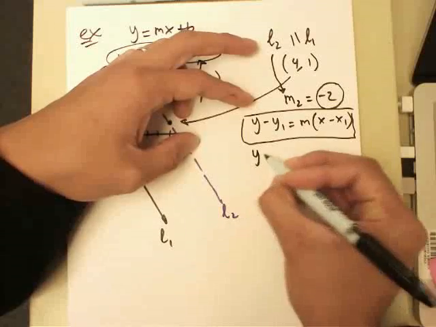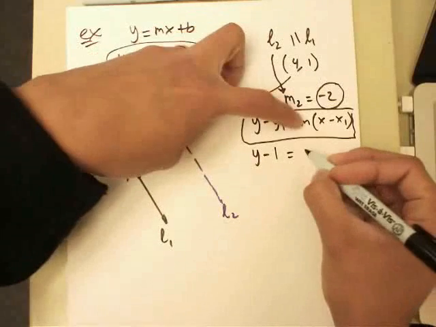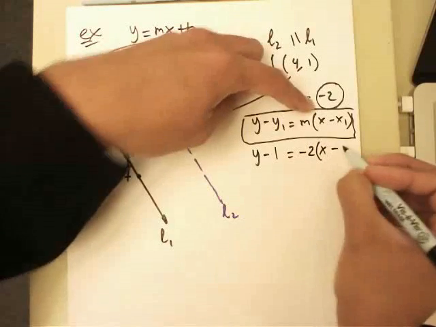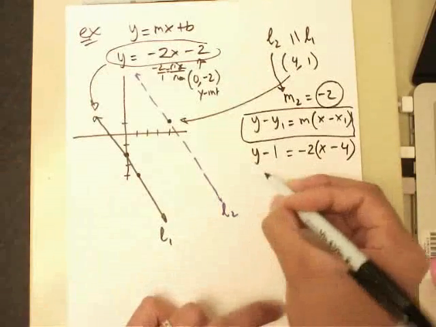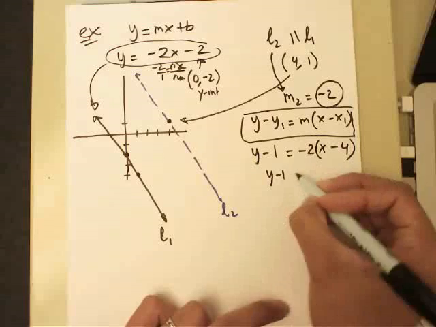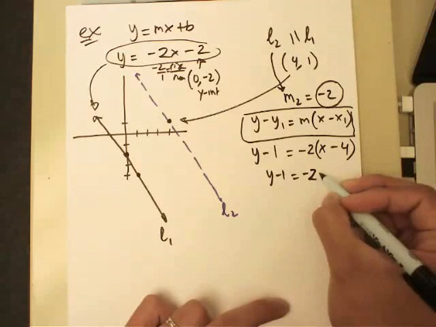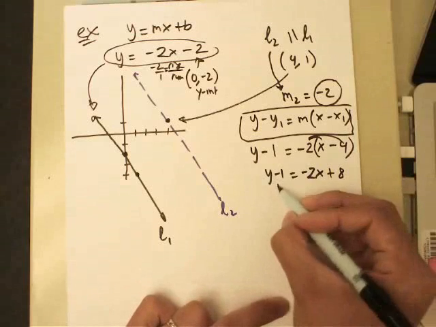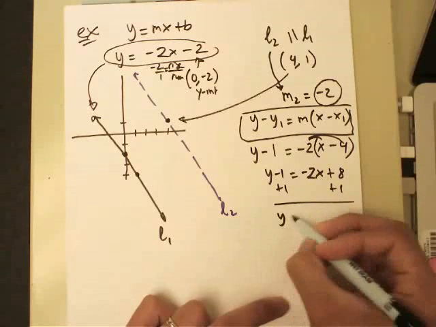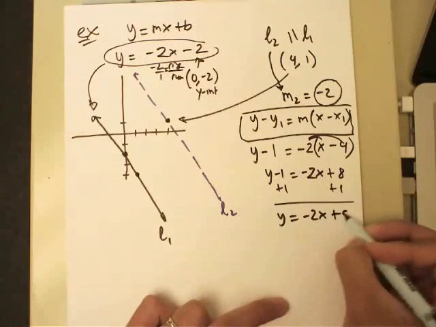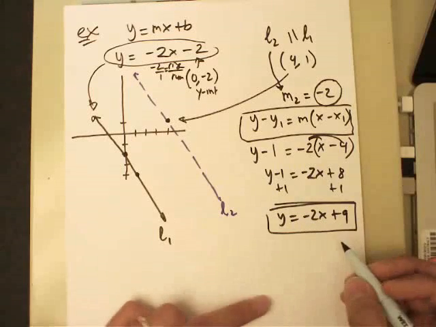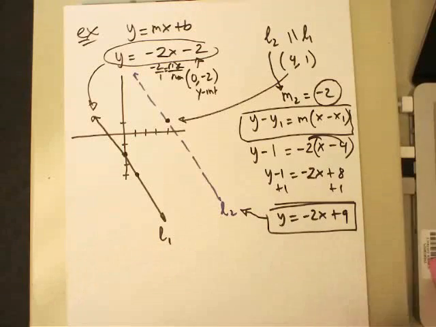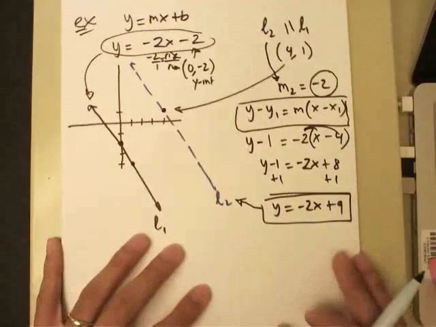So y minus y1, which is 1. M, in this case, the slope is the same thing as line 1, so we can use -2 for it. And x1 will be 4. I solve for this one right here. y minus 1 equals -2 times x, I'm just distributing, plus 8. And I add 1 over. That will be y equals -2x plus 9. So this right here, guys, is the slope-intercept form of line 2. So the equation for line 2 is y equals -2x plus 9.